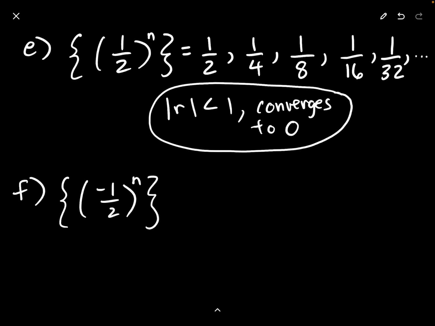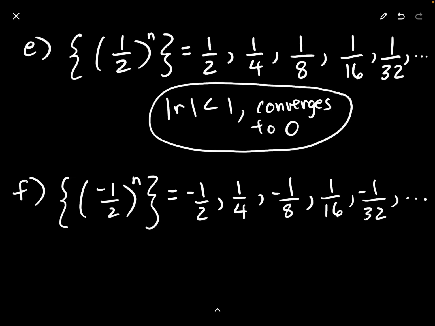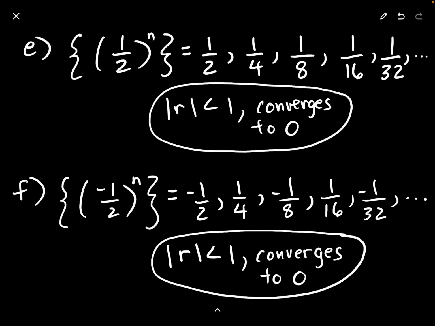Next we have the case (-1/2)^n. So this is very similar to the previous example, except that the terms will be oscillating between negative and positive. So in this case, the terms are still getting smaller, but they're also oscillating between positive and negative values. When we take the limit as n becomes large, it will converge to 0. So for our geometric sequence, -1/2 in absolute value is less than 1. The sequence converges to 0.